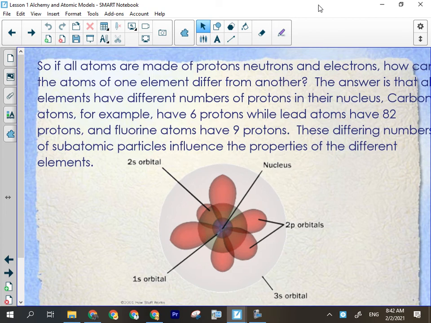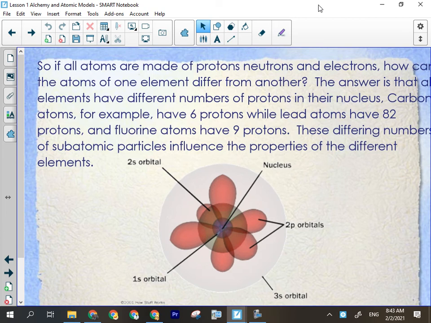So if I have an atom and it has 3 protons in it, it's lithium, and it'll have all the properties of lithium. If I have an atom that has 8 protons in it, then it's going to be oxygen, and it'll have all the properties of oxygen. It is the number of protons that determines the properties of the element.